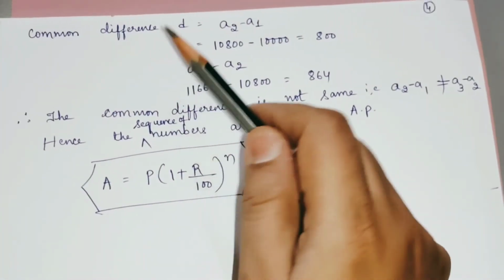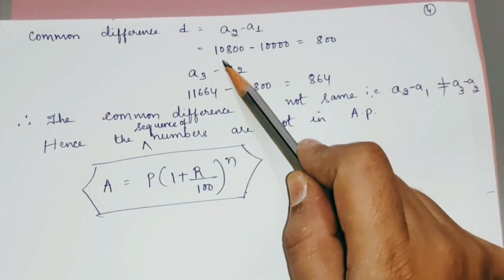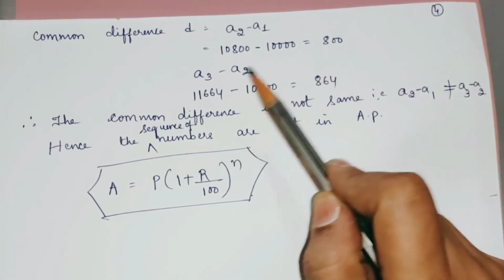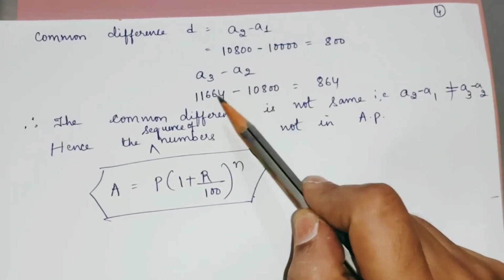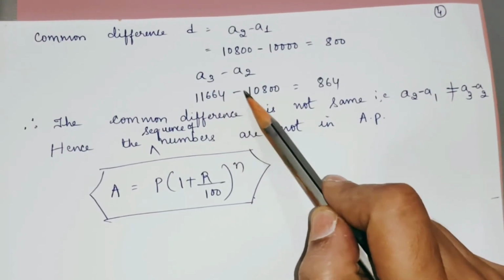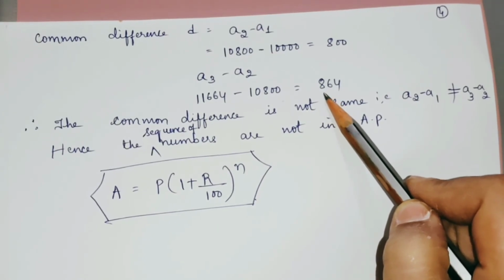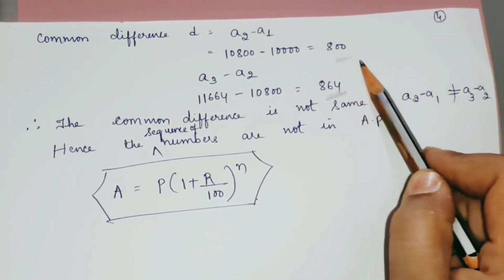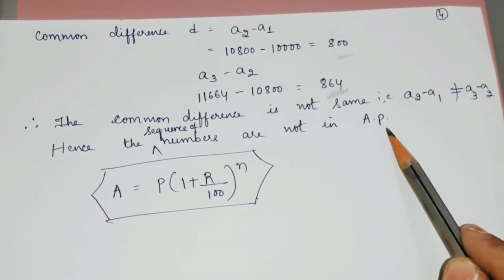Now it's a very important task: write down all the terms A1, A2, A3, then find the common difference of it, that is second term minus first term, 10,800 minus 10,000 is 800. If you find one more common difference, that is third term minus second term, 11,664 minus 10,800 will give you 864. If you observe, the common difference is not the same. Hence, the given numbers are not in AP.